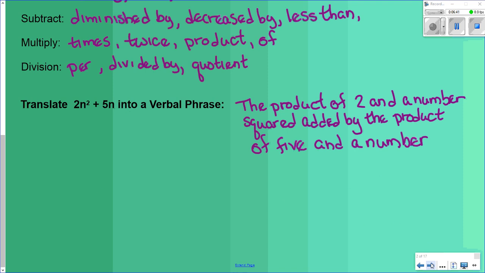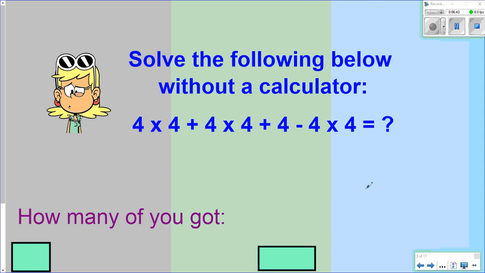Okay, so let's begin. But before we go on to our lesson, we have something that we can solve. Do not use your calculator. So solve the following below without a calculator. See what you get.